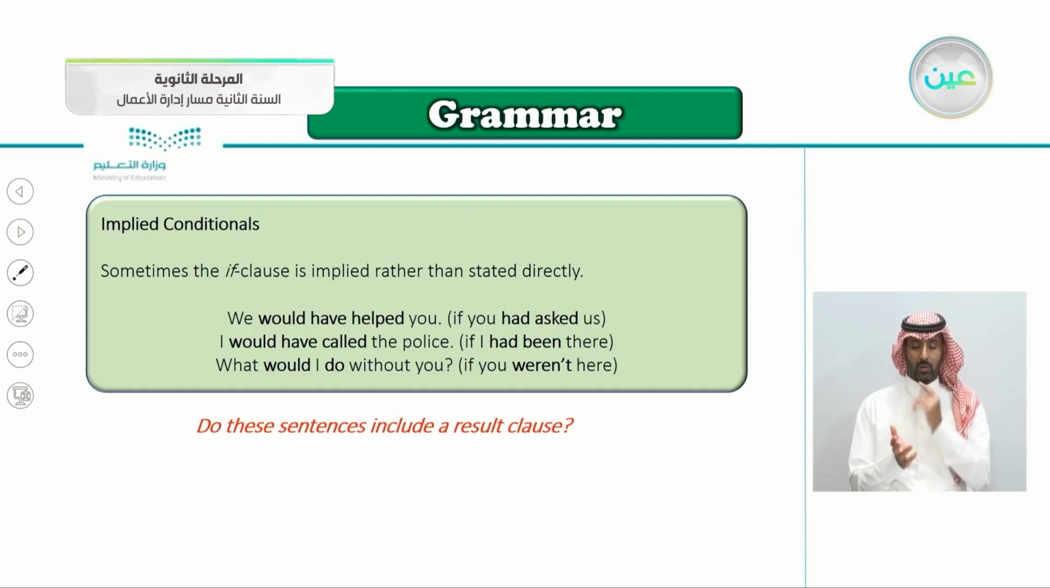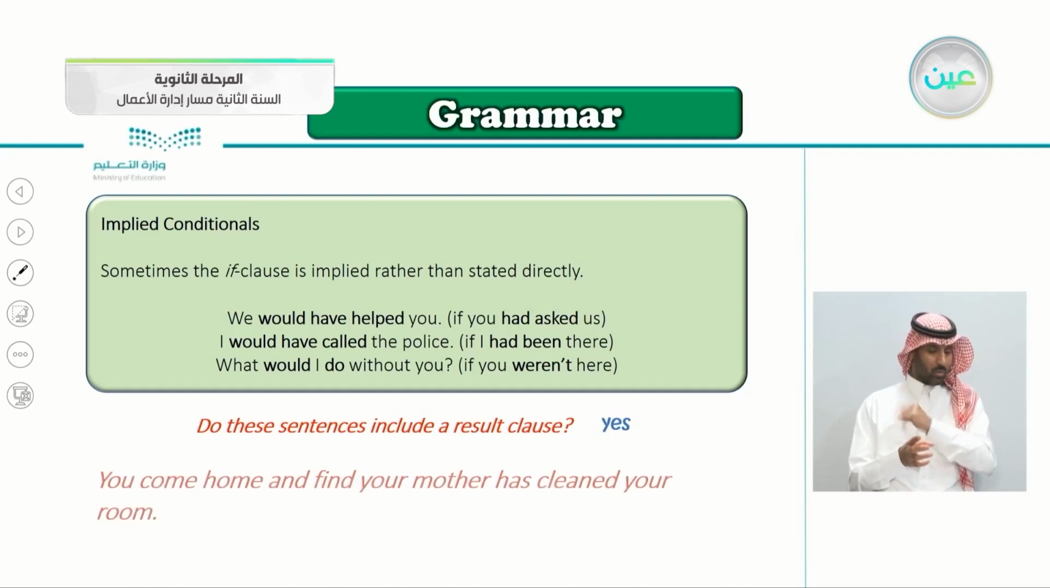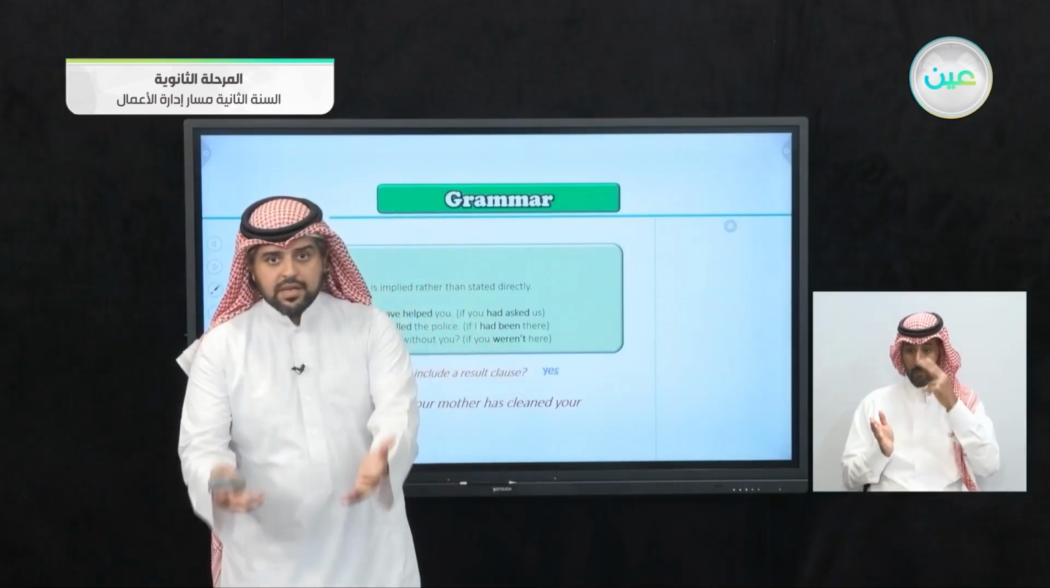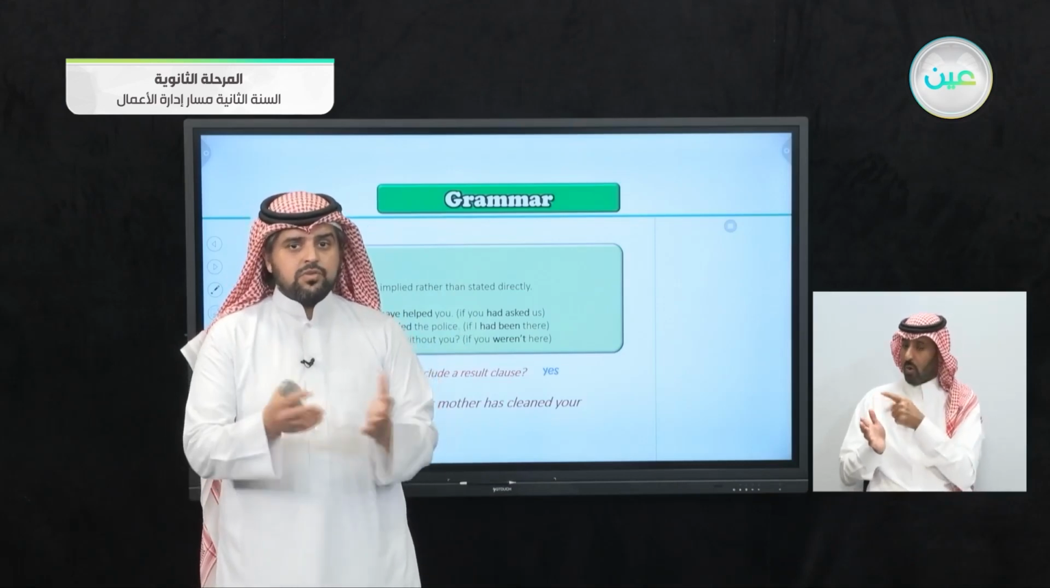Do these sentences include a result clause? Yes, of course. This is the result clause. But the if clause is implied. You don't have to state it directly. For example, here you come home and find your mother has cleaned your room. So you come home and find out that your mother cleaned your room. What would you say here?